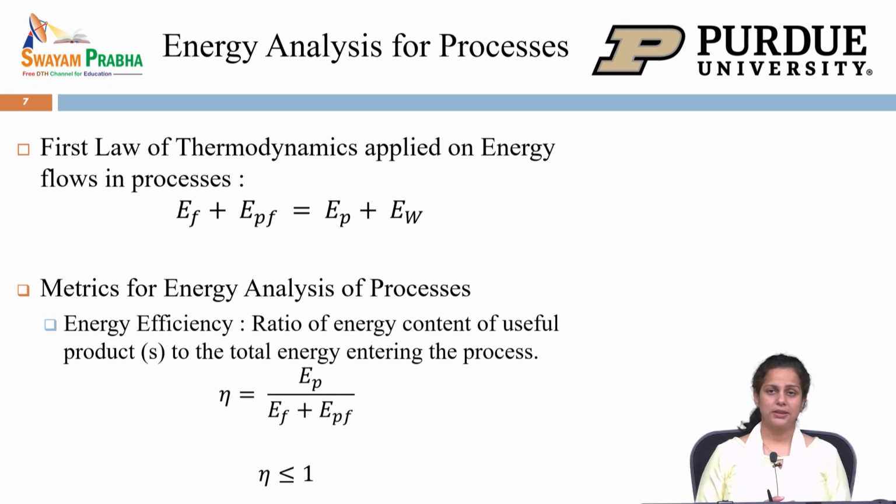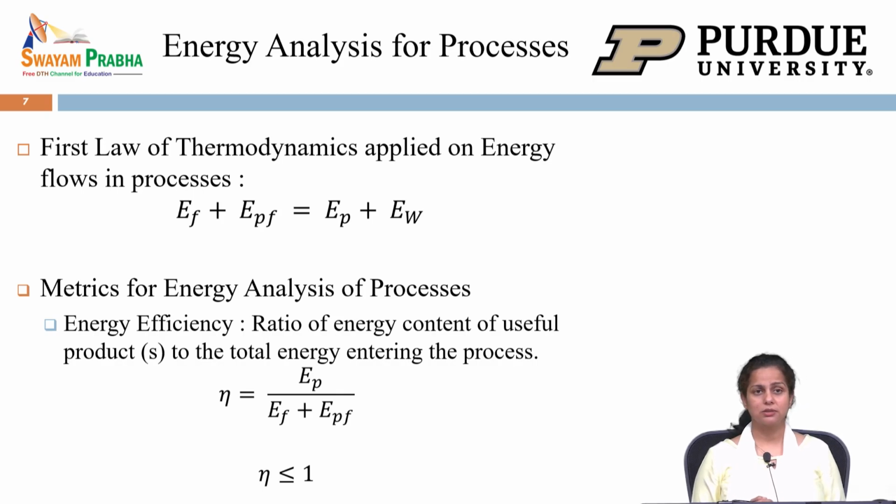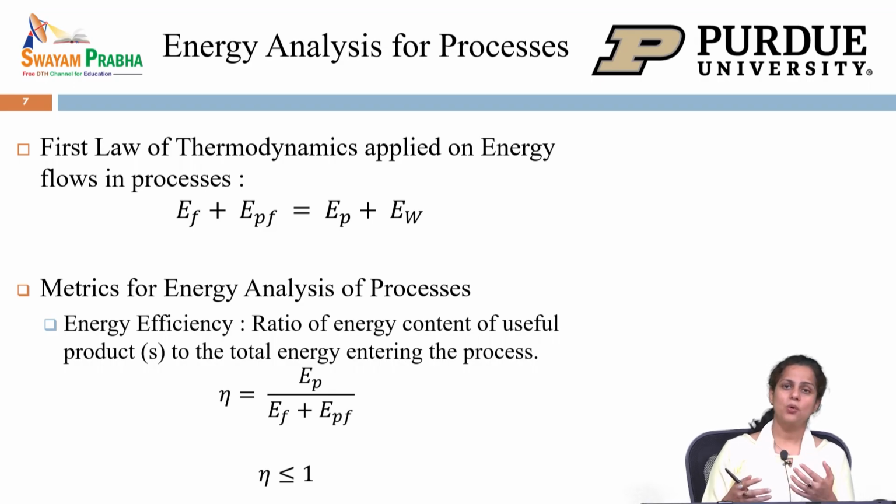Your efficiency is generally less than or equal to 1, because none of the processes are fully efficient. You will generally find that the efficiency of the processes in our economy or in our technological system is less than or equal to 1. So, that is the first metric. What this metric gives is how good the process is in utilizing the energy content of the feedstock to convert to the valuable product. Of course, if your eta is closer to 1, it is a good process.